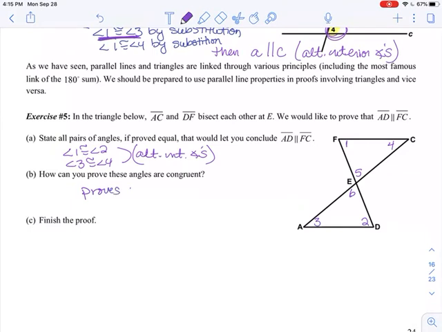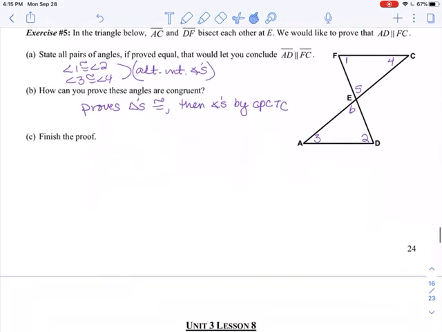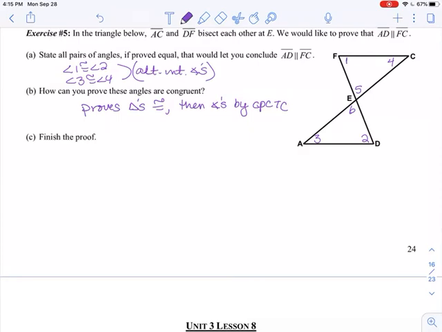How can you prove that these angles are congruent? Well, let me prove the triangles are congruent, just like I did. If you prove the triangles are congruent, then the angles are congruent by CPCTC, corresponding parts of congruent triangles are congruent. So I'm going to prove the triangles are congruent, then I can say those corresponding angles are congruent by CPCTC, and if the angles are congruent, then the lines have to be parallel to each other. All right, so that is my plan of attack right here.